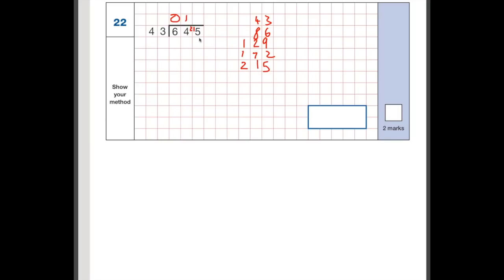Right, so we've got it. It fits perfectly. We have 1, 2, 3, 4, 5 43s in 215. So our answer is that there, which is 15.